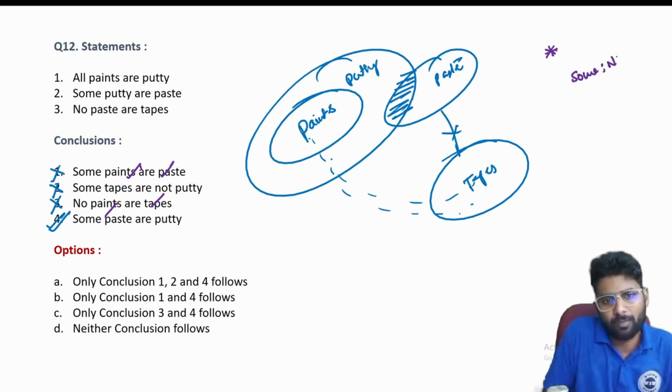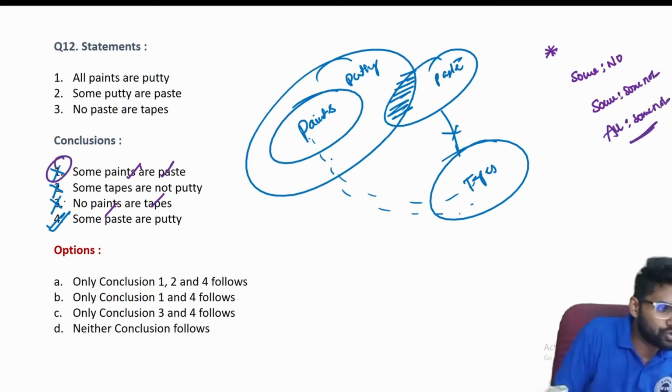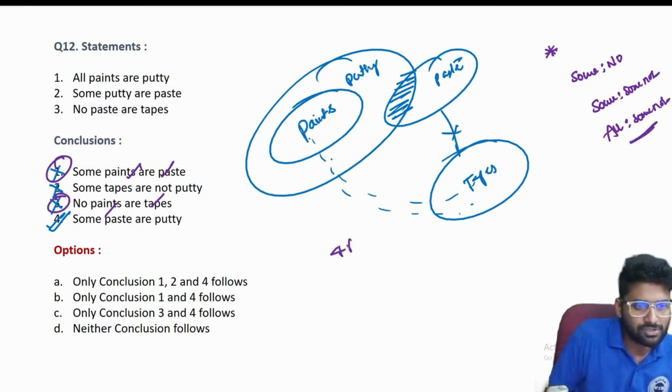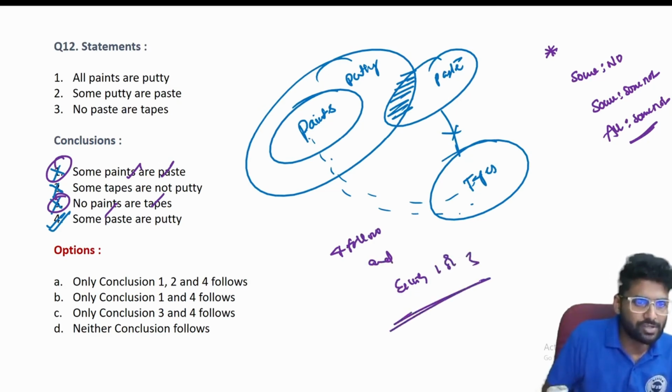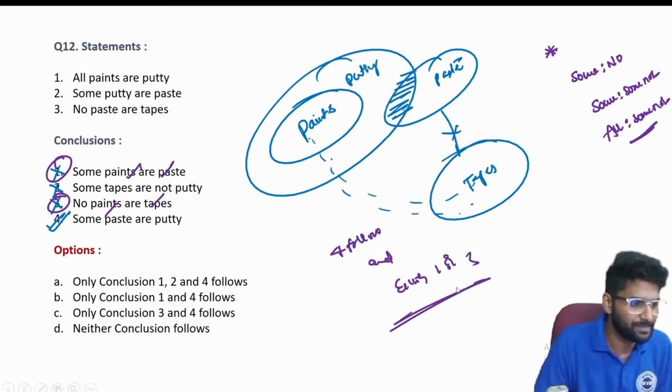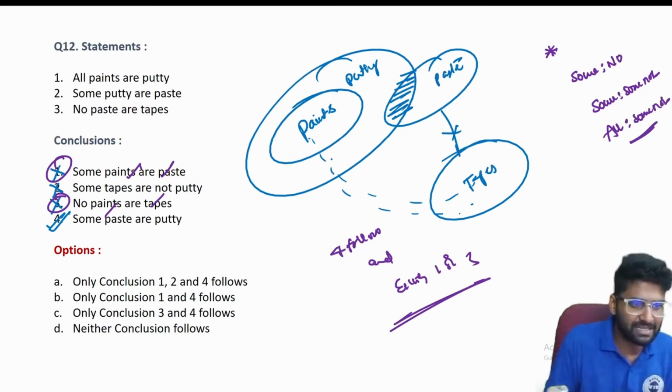So if any conclusion is individually wrong, then you can check the complementary pair. Guys, we have three complementary pairs: some, no; some, some not; all, some not. If it satisfies any of these complementary pairs, now you have to choose your option. 4 follows, and either 1 or 3 also follows. You have to choose your option in this way. But according to that, we can't see that option. According to the answers, conclusion 3 follows, but neither conclusion follows.